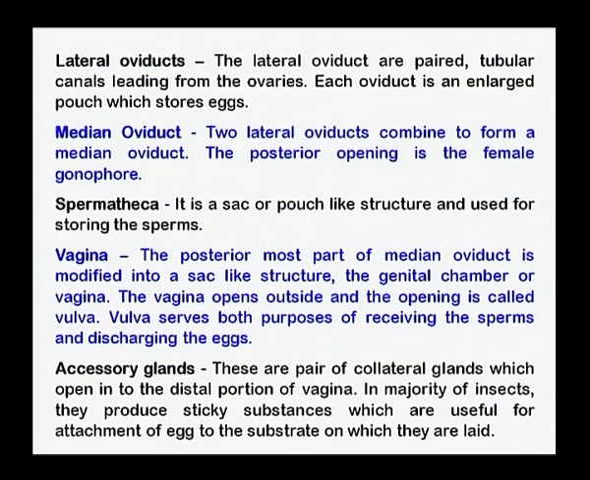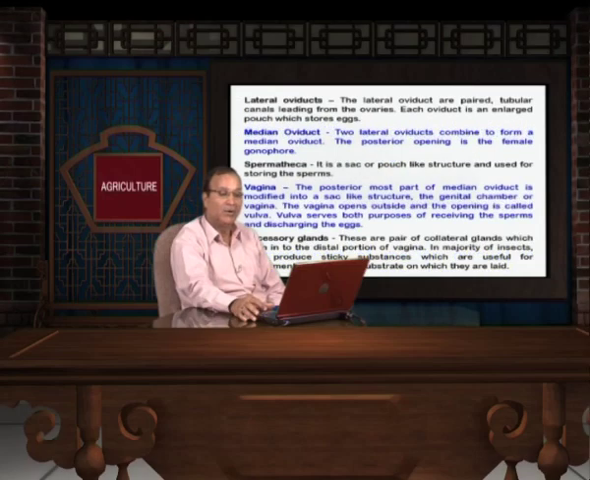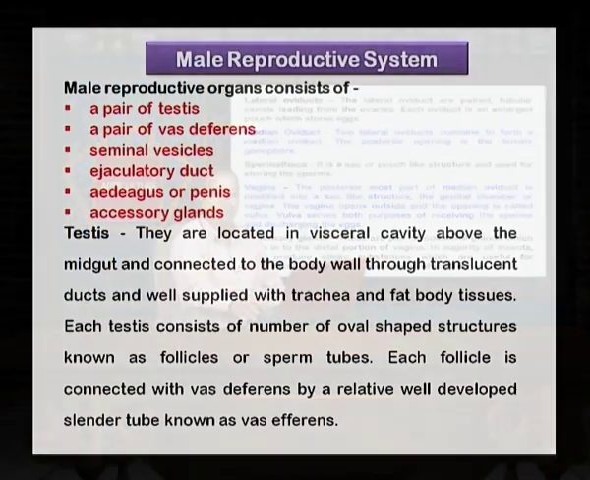Now, the vagina, spermathecae and oviduct are all covered by the accessory glands, which are also known as collateral glands, and this is very important. The secretion of this gland is very important because it produces a sticky substance which is useful for the attachment of the egg to the substrate or to the place on which they are laid.